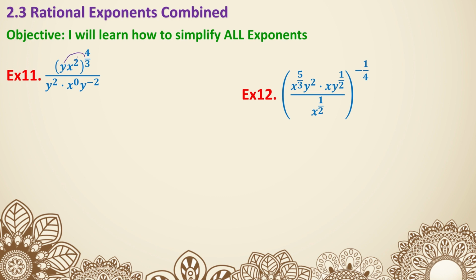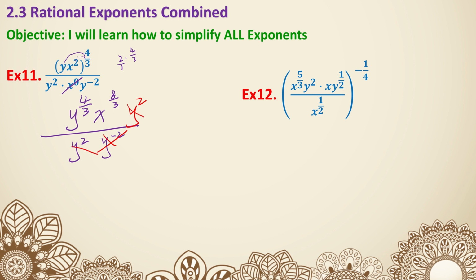Okay, so here they're together. Well, they have the parentheses, so we're going to distribute the power. y to the 4/3, x to the 2 times 4/3 is basically 8/3. On the bottom, we have y squared. x to the 0 power is already gone because that doesn't change anything. y to the negative 2 power will be flipped to the top, become a y squared. And then you can see the top and the bottom both have a y squared. So without actually combining them, if they're exactly the same, I'm just going to cancel them already. So final answer, x to the 8/3 and y to the 4/3. That's example 11. Example 12.